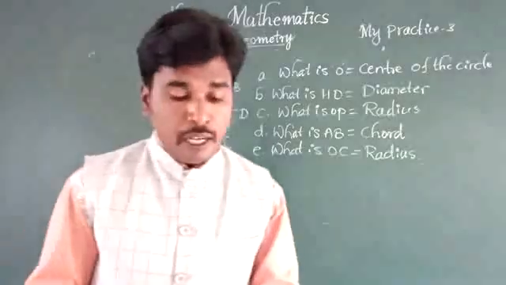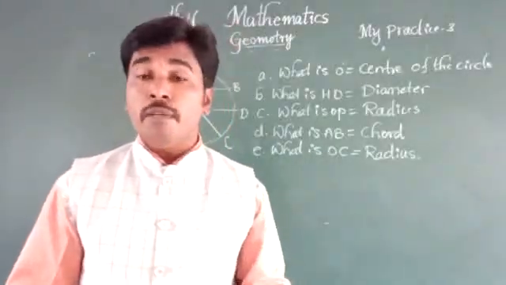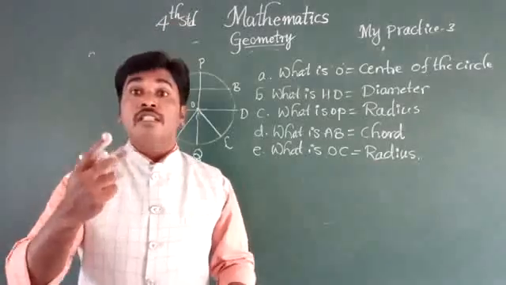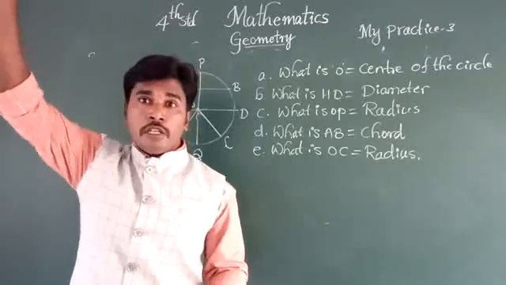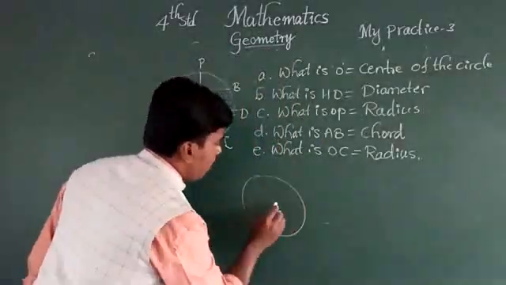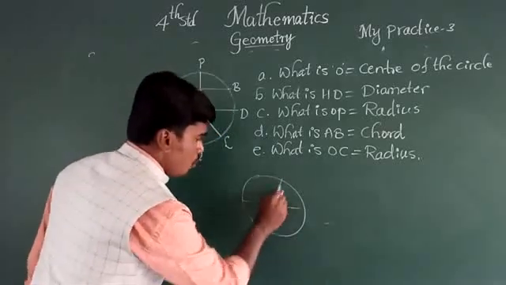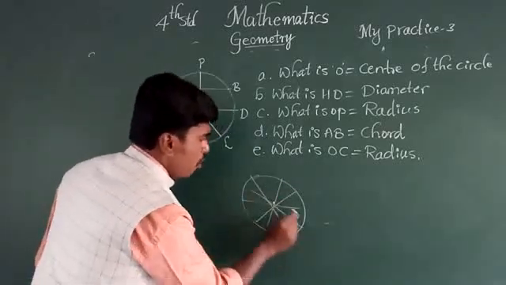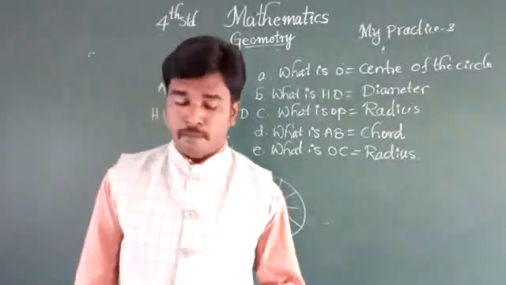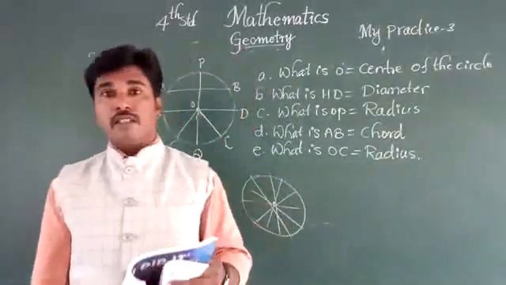Next one, a circle can have only 1 diameter. Does a circle have only 1 diameter? A circle can have infinite, uncountable diameters. You can draw any n number of diameters. So here like this, you can draw infinite diameters in the circle. So it is also false.